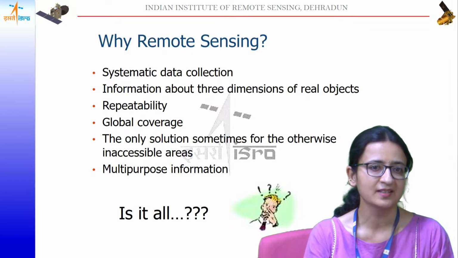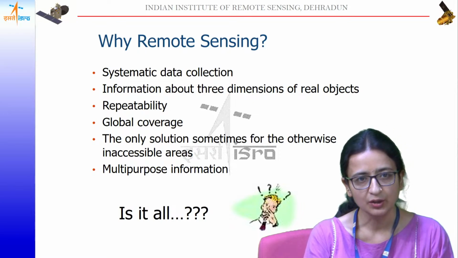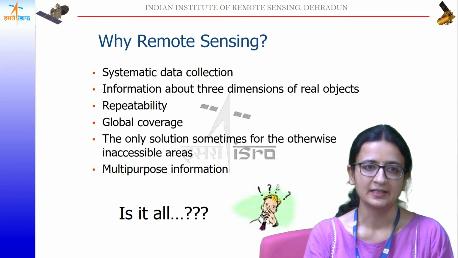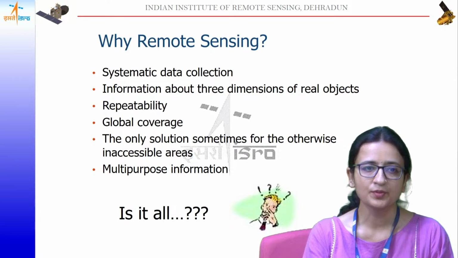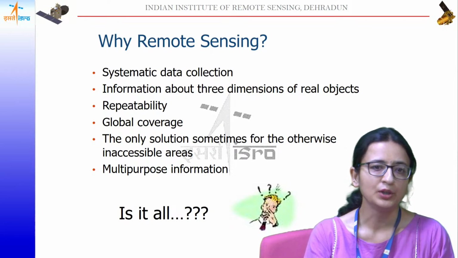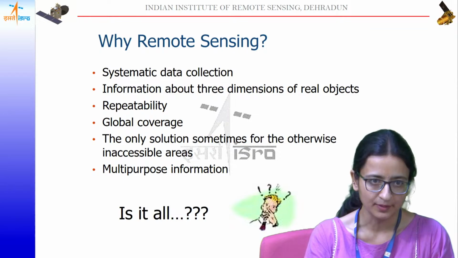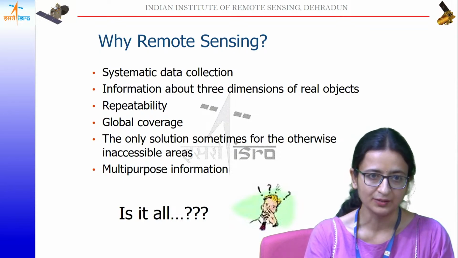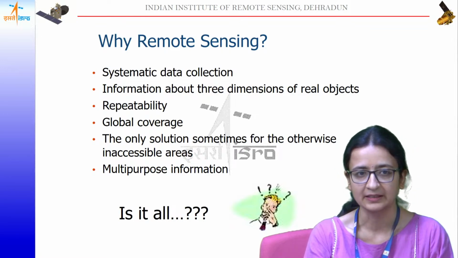The very first is systematic data collection. If I ask you to collect samples from the ground, let's say 10 or 20 people go to the ground, take the samples, analyze and interpret. Now, this procedure might involve human errors. It may also involve differences in the sampling. So, the overall information can become subjective depending upon how the samples have been collected.